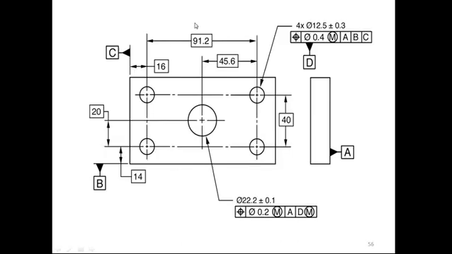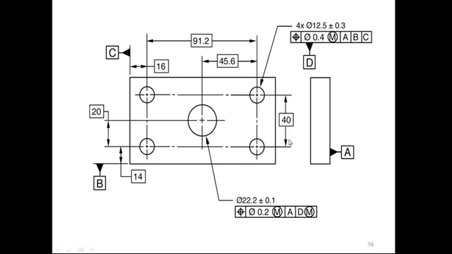Here, friends, we have given one more example. The bottom of this plate we have defined as A. For this side we have defined B. For this side we have defined datum C. Datum means we have defined some references. Then every hole has been given some dimension: this is 14, this is 16, the distance between these two holes is 19.1, and across this distance is 40.